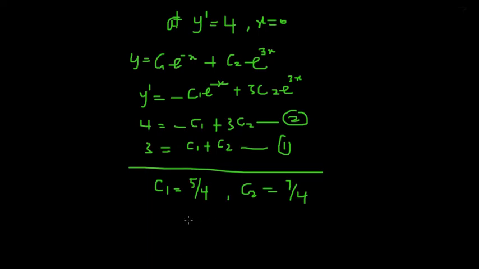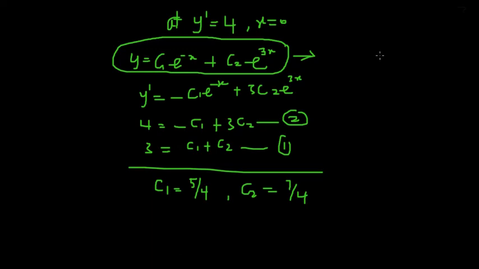So this means that the general form of the equation will then look like this, because we found our c1 and c2 values. This will look like y equals c1, which is 5 on 4, e exponent minus x, plus c2, which is 7 on 4, e exponent 3x.